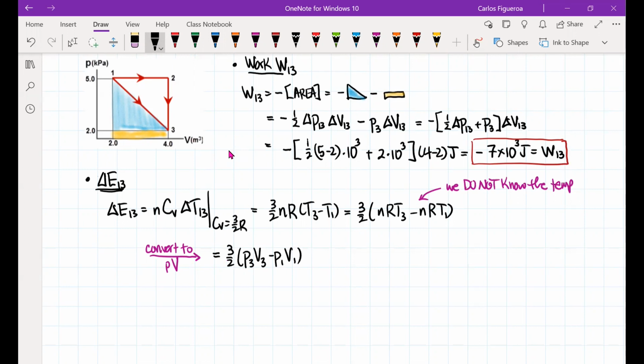So then I'm just going right off the table now. So here I go. I got 3/2. And what do I see here? I see that point 3 has a pressure of 2 and a volume of 4. So this would be 2 times 4 times 10 to the 3, minus 5 times 2 times 10 to the 3. And this will be in units of joules. So if I compute that, I'm going to get minus 3 times 10 to the 3 joules, and that's going to be my internal energy change between 1 and 3.